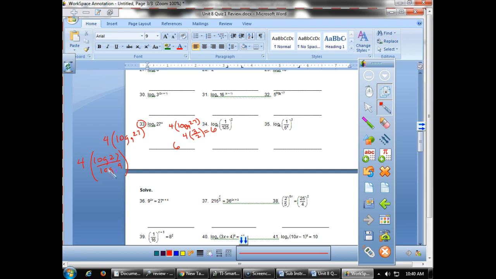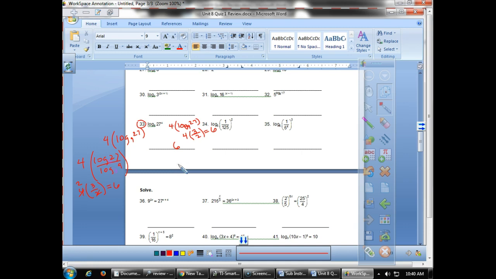What is that? What is log base 3 of 27? 3. What's log base 3 of 9? 2. You get the same answer either way, because that's going to simplify down to a 2. So either way you get a 6. So you can insert any base, as long as you use the same base in both the numerator and denominator. Okay? And Rosie, do you have a question?